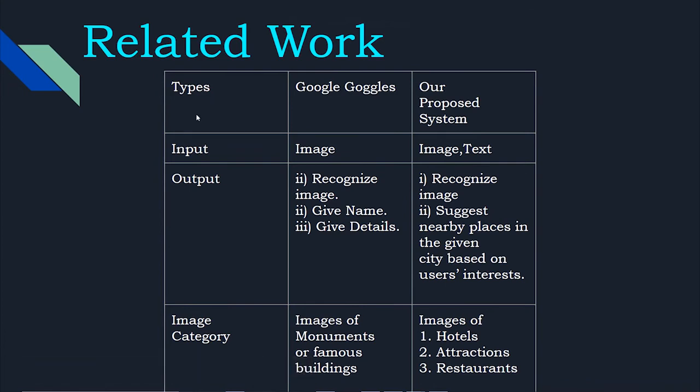In the literature, there are several studies about user habits and routines in the city using digital traces. Some of them analyze GPS data and cellular footprints of the user to understand, for instance, their usual trajectories. In the following table, we can see the differences and the similarities between Google Goggles and our proposed system. The input is in the form of an image in Google Goggles, whereas it is in the form of image and text in the proposed system. The output shows image recognition, which is similar in both, whereas it gives the name and details in the case of Google Goggles, and in the proposed system, it suggests the nearby places in the given city based on the user interest. In the image category, it gives the images of monuments, famous buildings, and much more, whereas the proposed system gives the images of hotels, attractions, and restaurants.